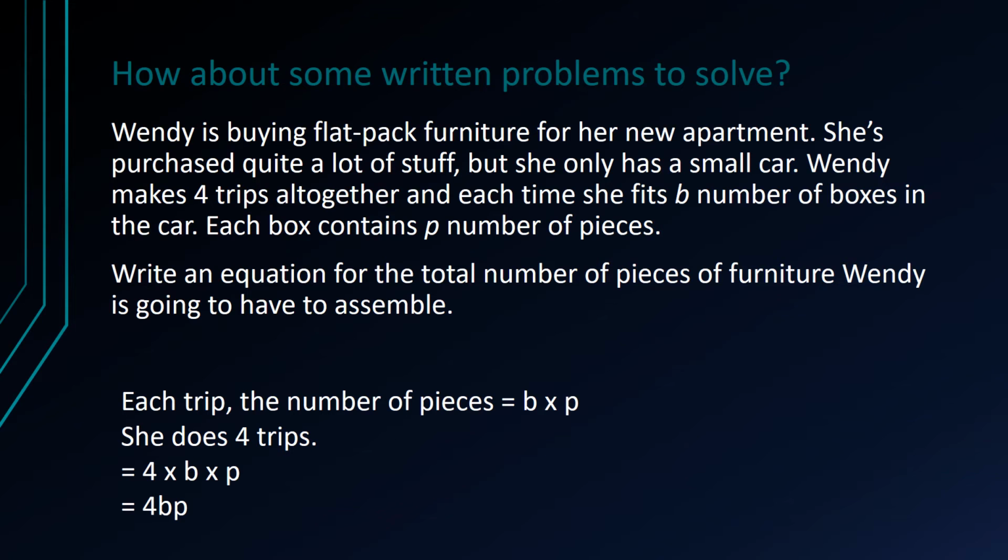So the easiest way to attack these kinds of problems is to write down what you know. And we know that in each trip, the number of pieces of furniture that she carries is equal to B times P, because she's got B number of boxes in the car, and each one of those boxes has P number of pieces. We also know that she makes 4 trips back and forth from the store. So that means that we've got 4 times b times p. And then we can simplify that down to 4bp.